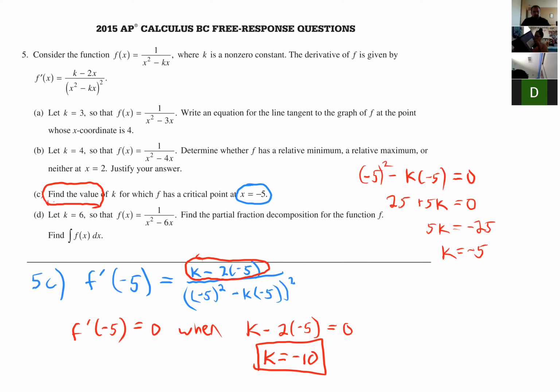All right, so anything else on number 5? So this part is not necessary here. If it said find the critical value, then I think you would have to consider where it's undefined also. Sometimes they can get really specific with the definition.